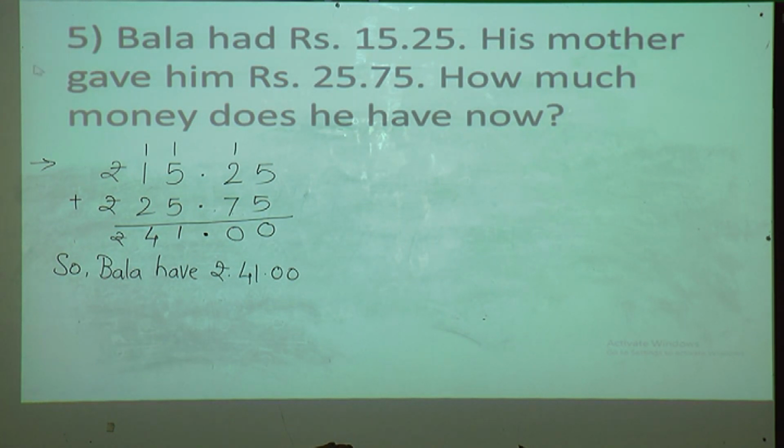In this way you can solve this example, because here initially he was having 15.25, okay, and again his mother gave him rupees 25.75, and the question was we have to find out the total amount which is with him. So here we have to do the addition. After addition, here we got the answer, rupees 41. So here we will write the answer. So Bala has rupees 41. Clear?